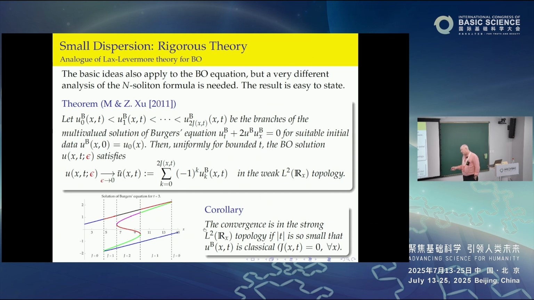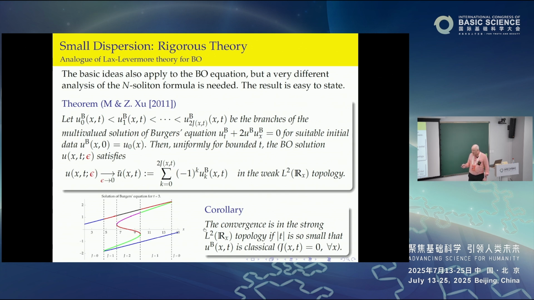There's a corollary of the proof, not the statement really, that the convergence can be beefed up to strong L2 topology, provided that t is small enough that there's only one branch. So like, if it's blue everywhere in this picture, there's only one branch. So before the breaking time for Burgers, you have this j is 0 everywhere, and then you can actually prove L2 convergence in the strong topology.